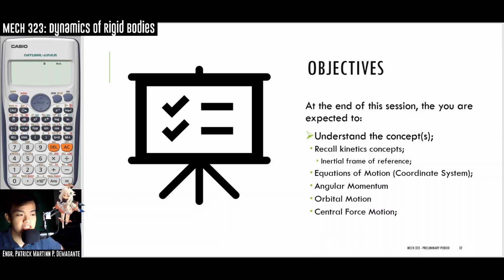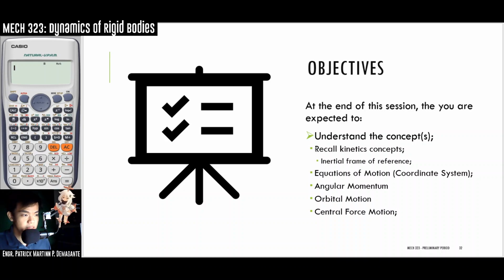Yung ganun. The next is the orbital motion. So, orbital motion, usually ito yung planets. Something with the effects of gravity sa motion ng ating body or particle, no? And the central force motion. And maybe I will divide this session or this video into 2. So, depende. Depende kung gaano katagal ko madidiscuss to or may explain sa inyo. Okay. Sige, start tayo, no?